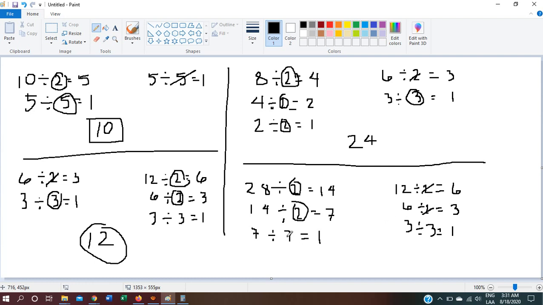How many 7's on the left? 1. How many on the right? 0, so this one wins. How many 3's on the right? 1. How many on the left? 0, so this one wins.